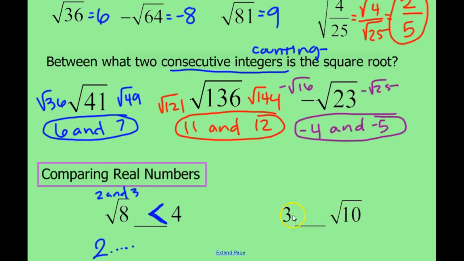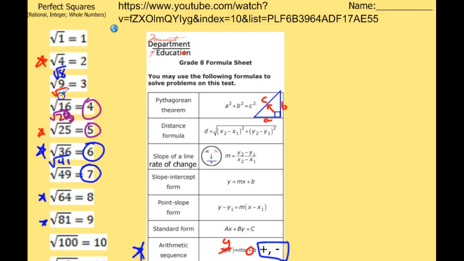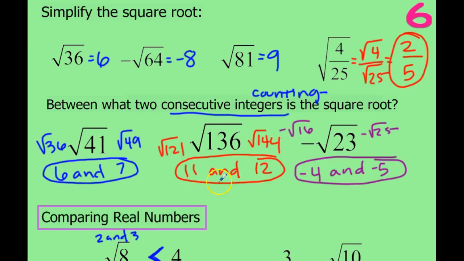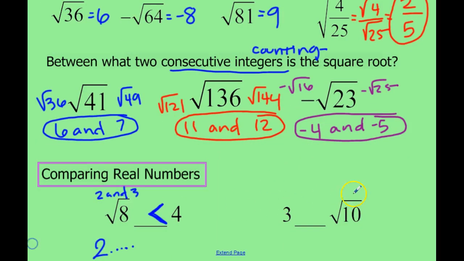Then, which is larger, 3 or square root of 10? Well, square root of 10 would be between 3 and 4. So which is greater? 3 or 3 point something? Well, it doesn't matter what the decimal is. 3 point something is greater than just 3 and nothing.